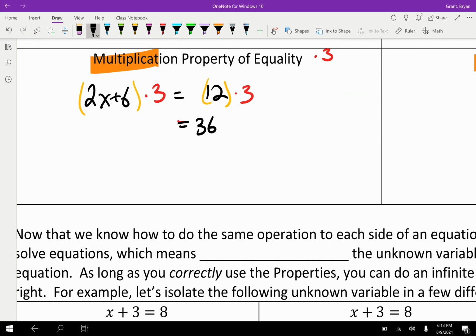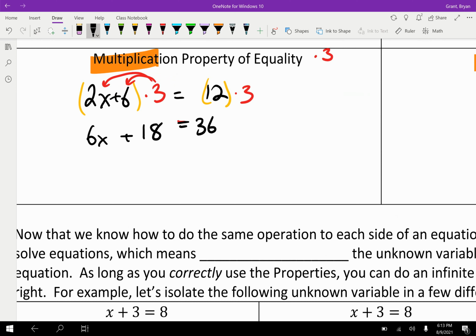The left side is a little trickier. You might not have seen this for a while. When you are multiplying a side that has addition or subtraction, you need to take this 3 and multiply it to every number on the inside. This is called distributing the 3. So 3 times 2x will get me 6x. 3 times 6 will get me 18.